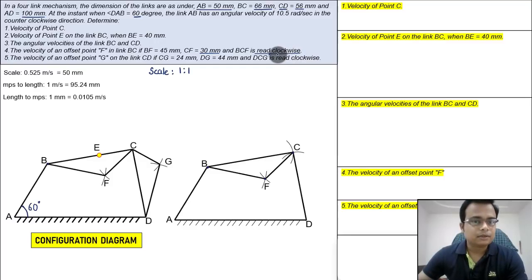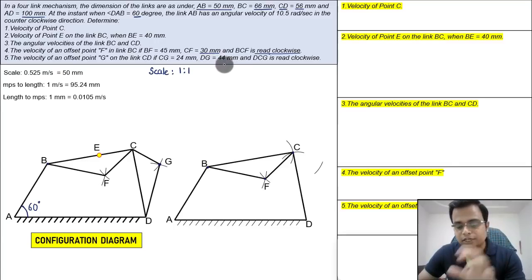Read clockwise. Anyway, we've got one more point, that is this point G. Again, G has to be put in such a manner that DCG is read clockwise. So again, we are going to put arcs here only. Fine. So we've got CG. CG is equal to 24. So with C as center and 24 as radius, just put an arc. And then DG is 44. So in your compass, take 44 as the radius. With D as the center, cut an arc.